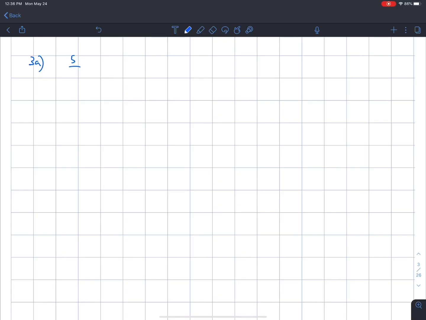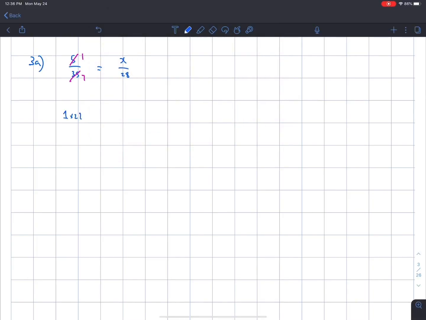Okay, moving on to question 3. 3a. 5 over 35 equals x over 28. We can simplify first. So I can divide this by 5 to get 1, divide this by 5 to get 7. And now we can cross multiply.